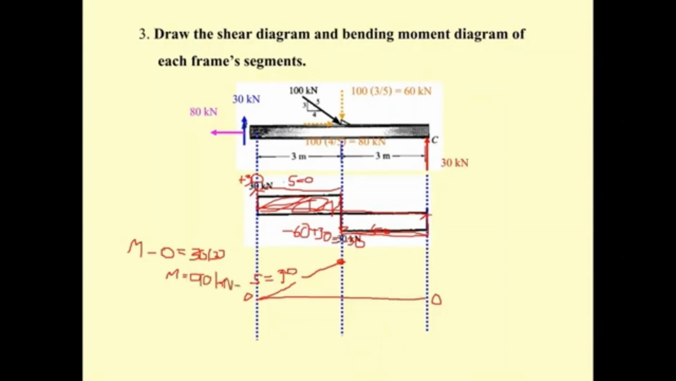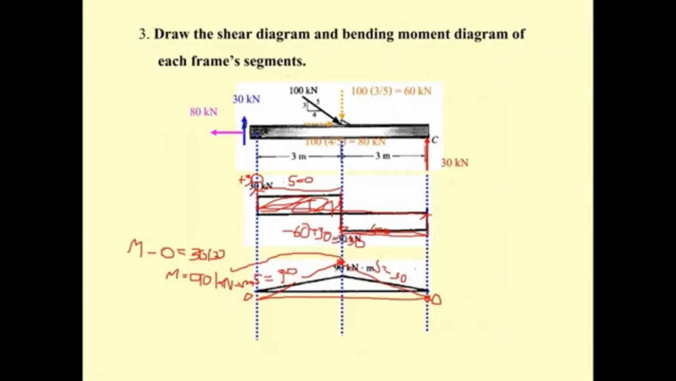So you have this here, and then the shear changes from plus 30 to minus 30. That means we will have the S here equal to minus 30. Okay, and then also the moment here is 0. So you just draw a line across to here. So this is going to be the triangle shape of the 90.